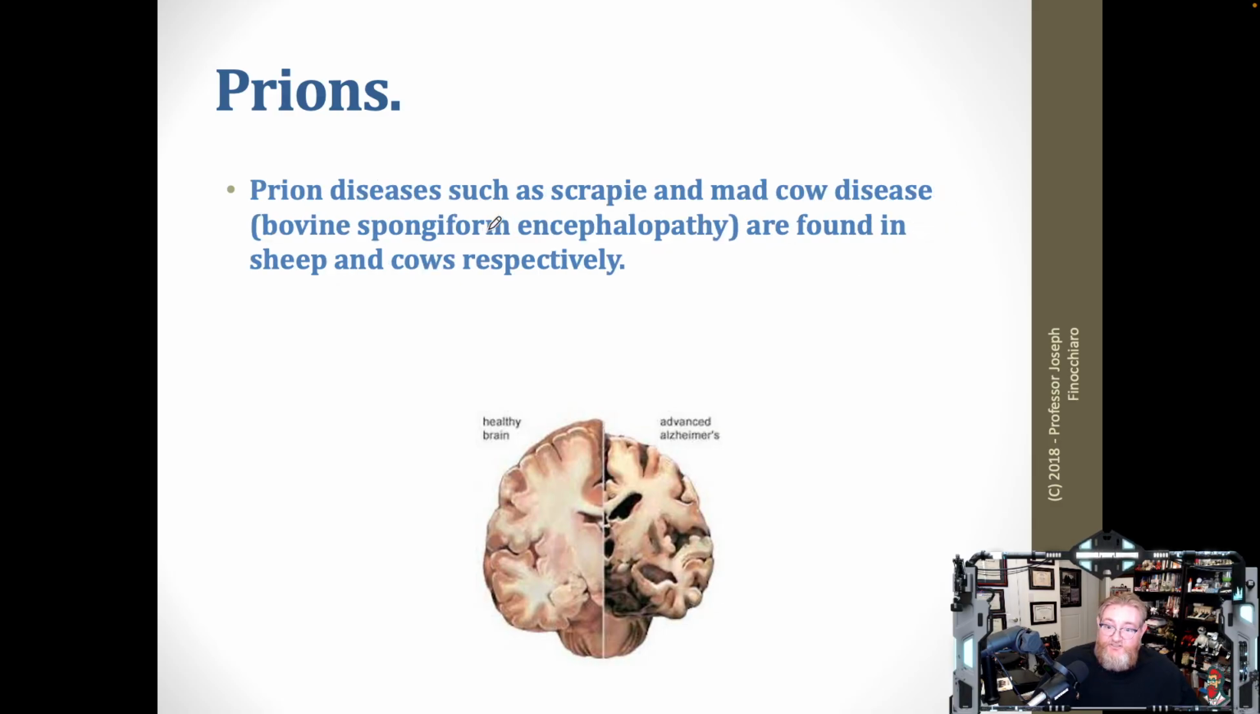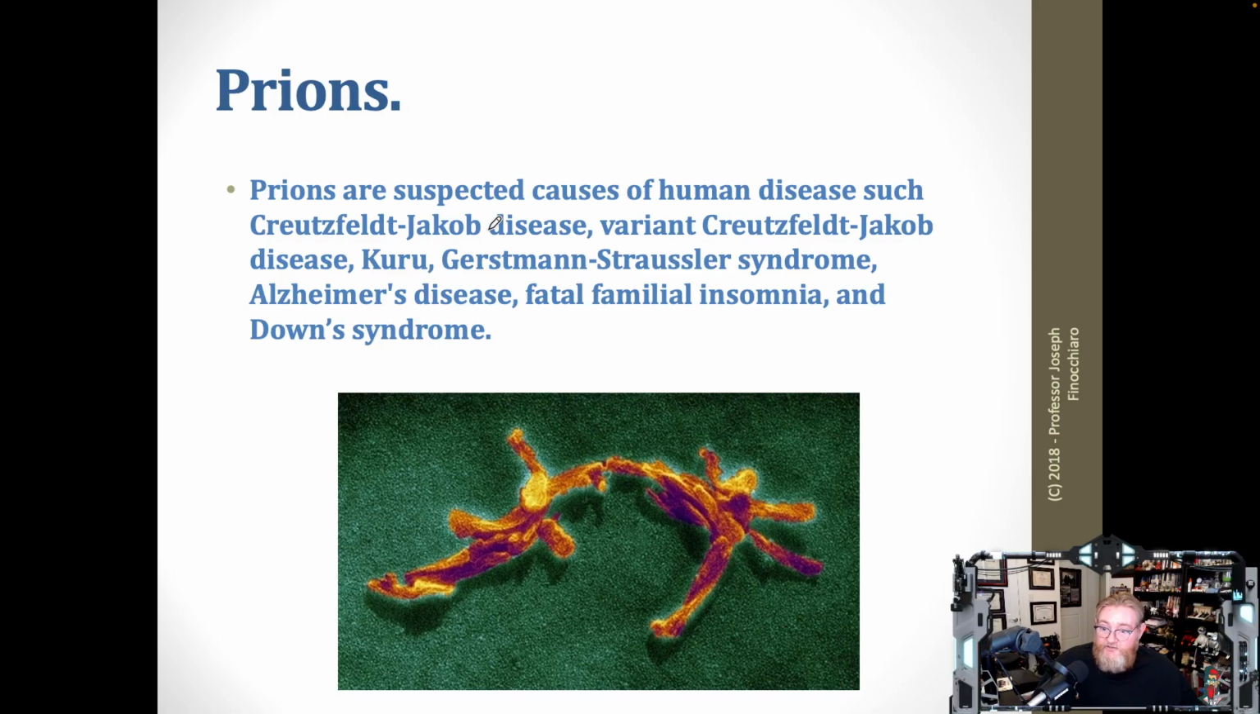Prion diseases such as scrapie and mad cow disease, or bovine spongiform encephalopathy, are found in sheep and cows respectively. Prions are suspected causes of human disease such as Creutzfeldt-Jakob disease, variant Creutzfeldt-Jakob disease, Kuru, Gerstmann-Straussler syndrome, Alzheimer's disease, fatal familial insomnia, and Down syndrome.